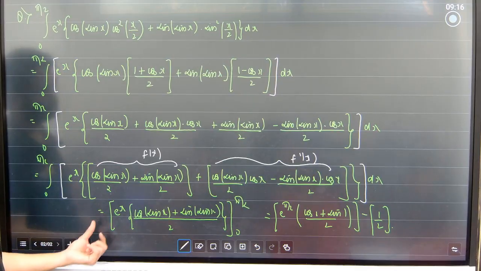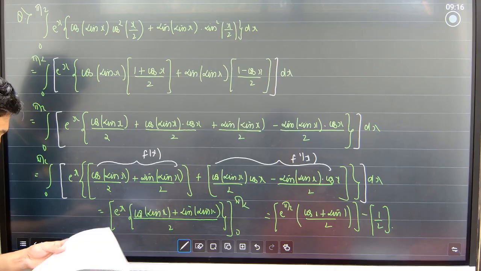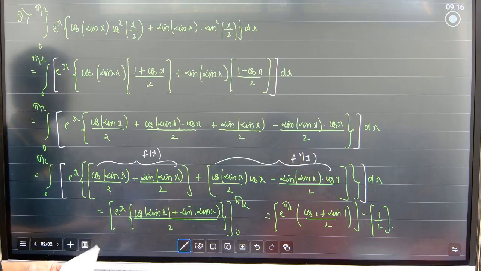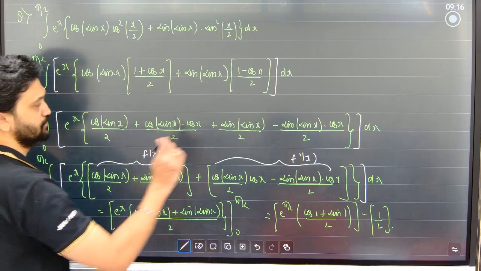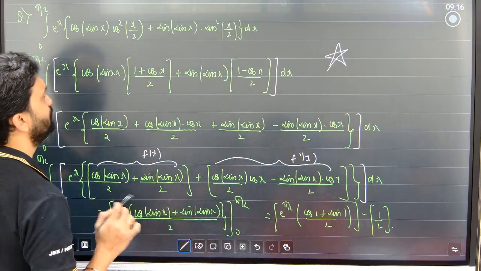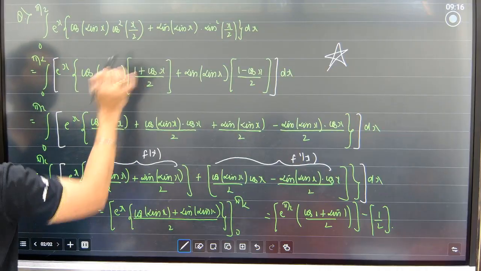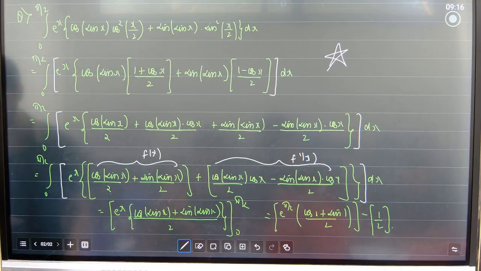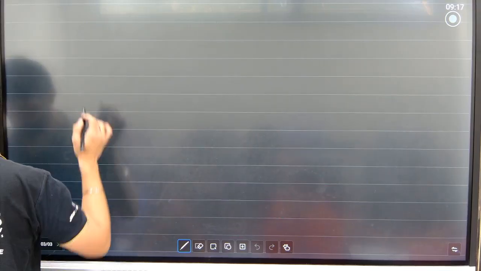So all I have to do is पूरे आंसर में upper limit minus पूरे आंसर में lower limit, and this is your answer. Okay, a very good sum, a very important sum. We just have to substitute half angle formula. Next question.